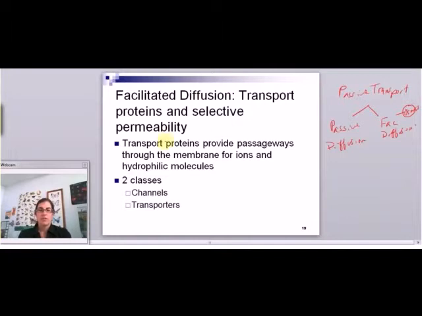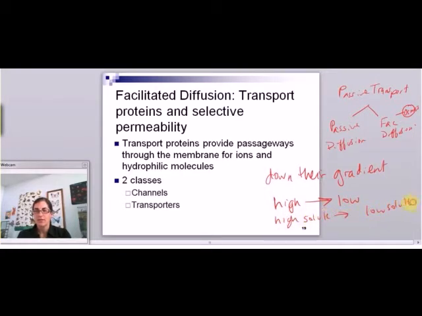So in facilitated diffusion, solutes or water are moving down their gradient. That means moving from high to low. So that's from high solute to low solute in the case of diffusion, or from high water to low water in the case of osmosis. So the key part here is the facilitated part. Remember, that means helped. There are helper proteins that do this.